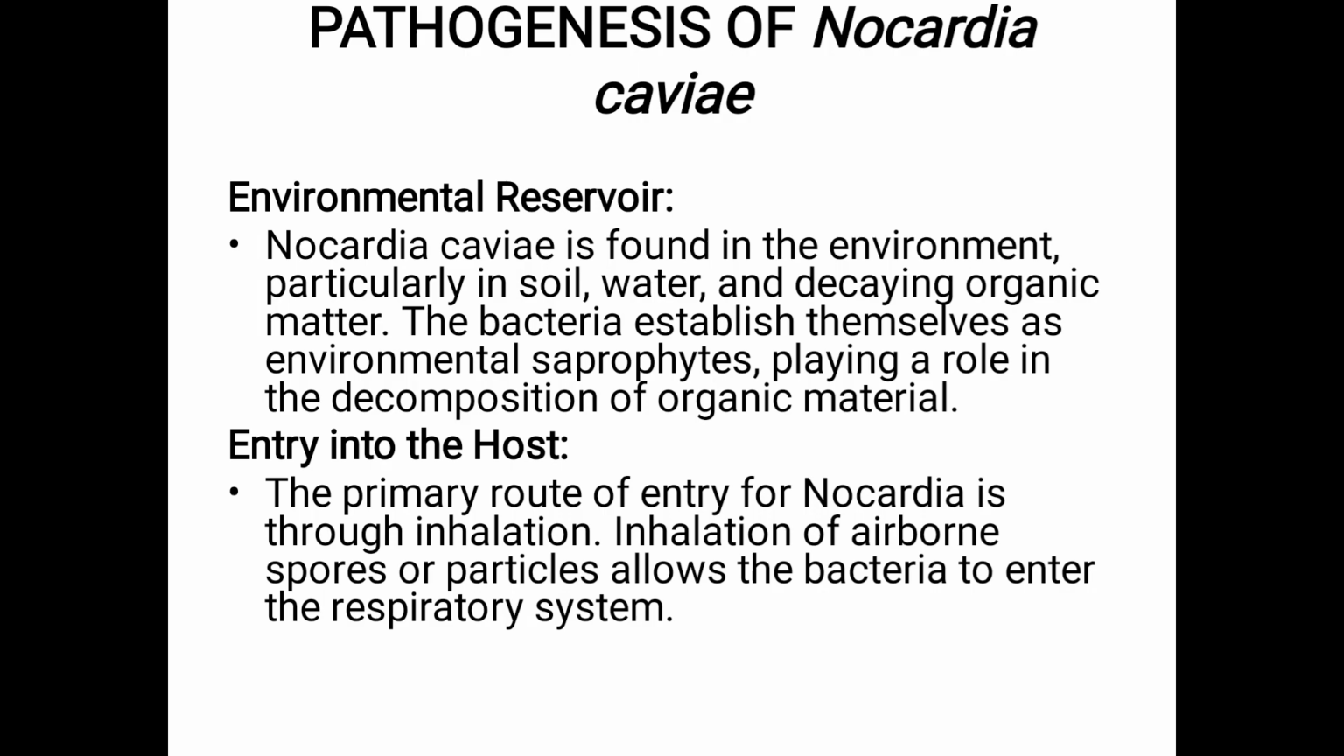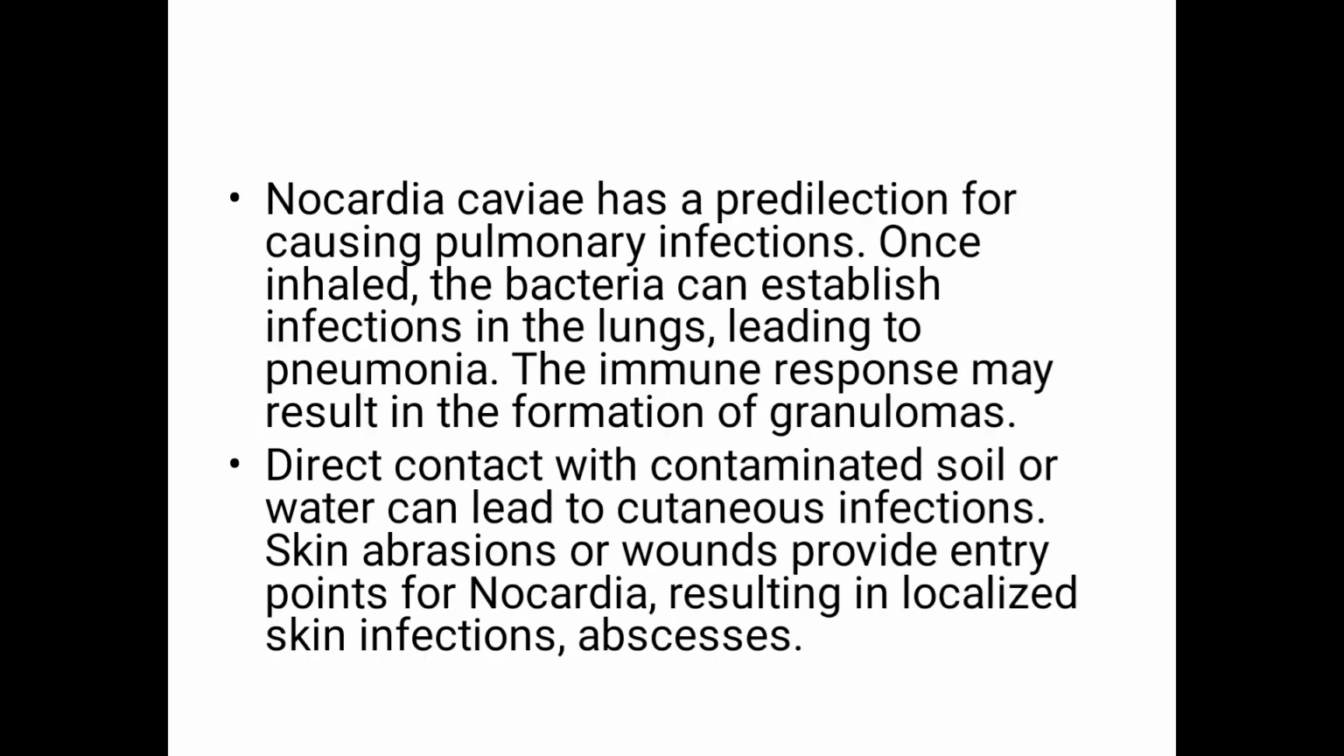Entry into the host. The primary route of entry for Nocardia is through inhalation. Inhalation of airborne spore particles allows the bacteria to enter into the respiratory system. Nocardia caviae has a predilection for causing pulmonary infection. Once inhaled the bacteria can establish the infection in the lungs, leading to pneumonia. The immune response may result in the formation of granulomas.